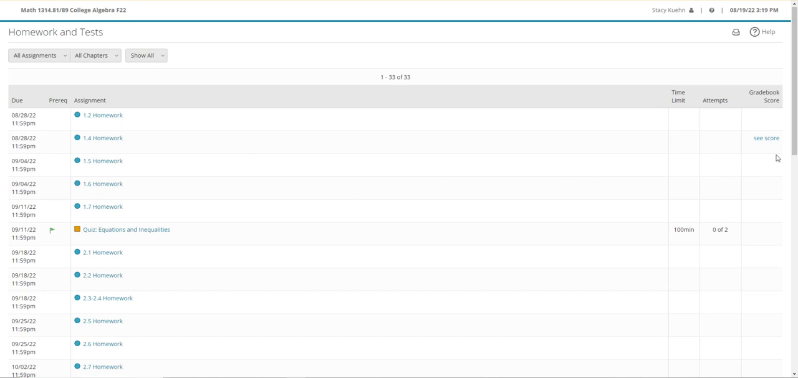I'm going to reopen that. And now you'll notice that because I entered the homework of 1.4 and I attempted to do something on it, it's going to show some score. This score will keep updating until the due date passes.